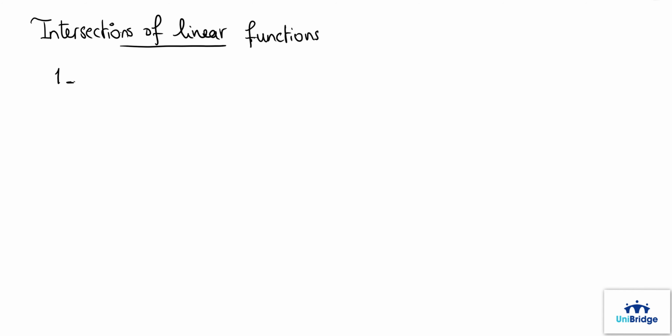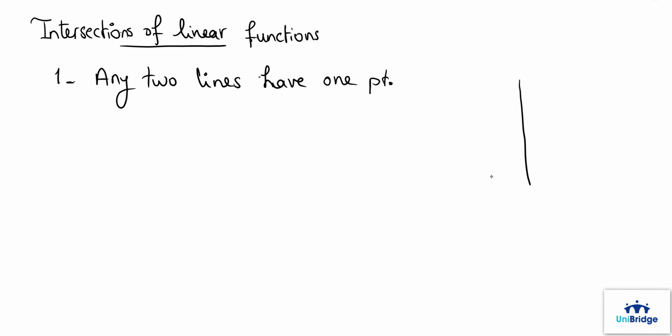First, generally speaking, any two lines have one point of intersection. So any two lines would intersect at only one point. If you sketch both lines, this is your first line and this is your second line, they're going to intersect at one and only one point, which has a certain x coordinate and a single y coordinate. At this point of intersection, they have the common x and the common y.